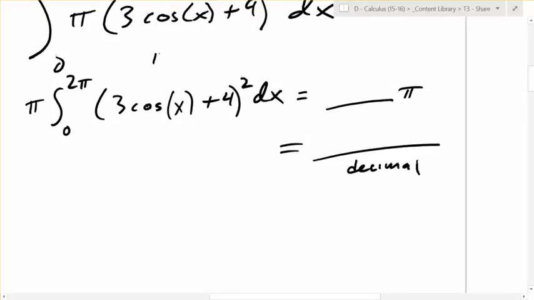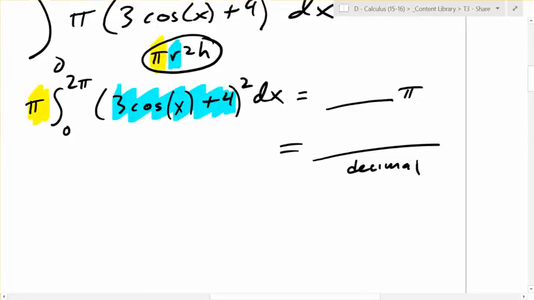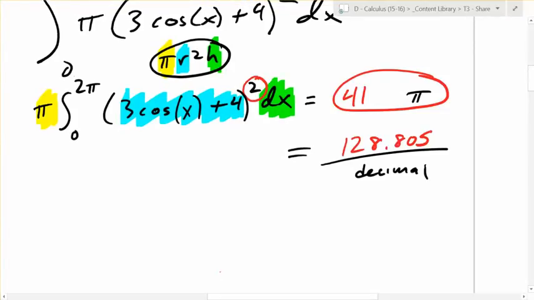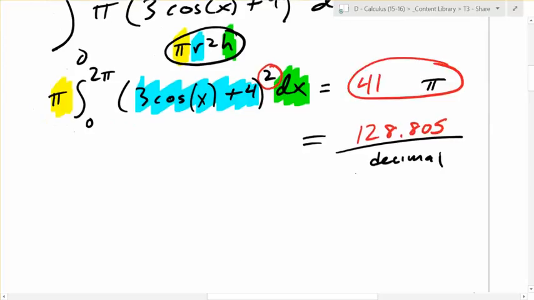Because remember, it's pi r squared h. So the pi is right there. The r is right there. And the h is right there. That's where it is. We left off the square, and then you get to 25 times, right? It's going to be bigger.